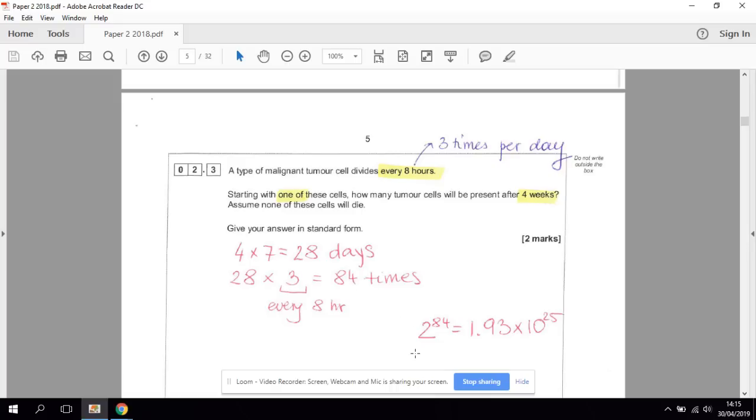So we've got 84 times. And to work out the number of cells, it's a formula 2 to the power n, where n is the number of divisions, so 2 to the power 84. And that gives us the answer 1.93 times 10 to the 25.